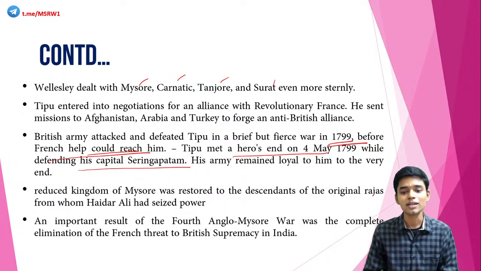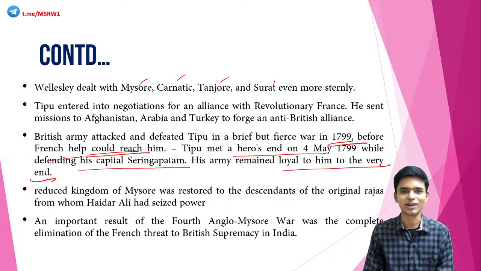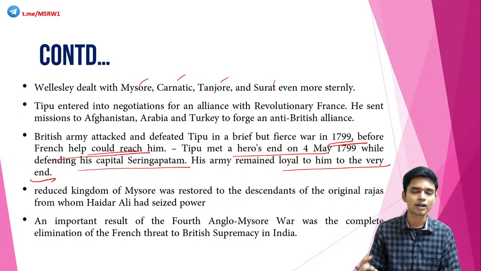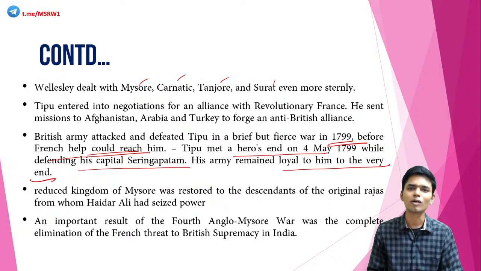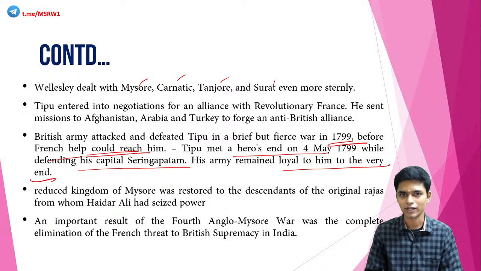Clear? His army remained loyal to him till the very end. There was no betrayal or anything at that time. His army fought alongside him with full sincerity and wholeheartedness. But unfortunately, he couldn't do anything. He was isolated all in all. Lots of his territories were already given away after the third Anglo-Mysore War.